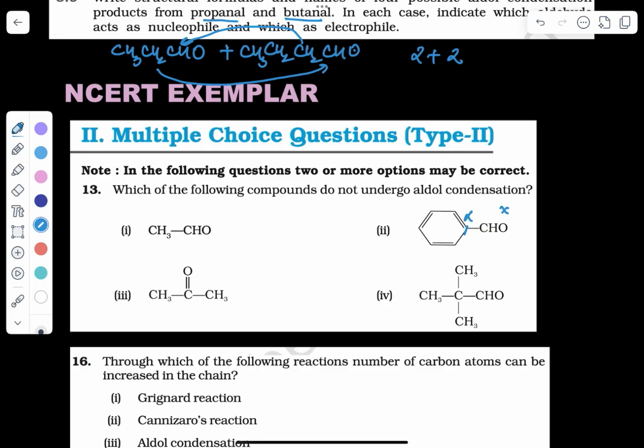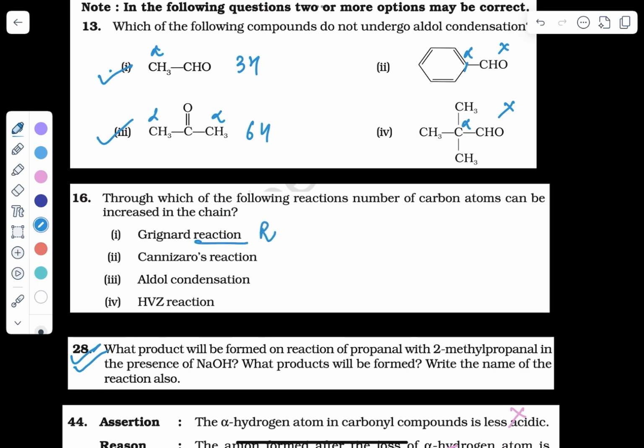Another case of cross and self. Now in this one, we have to identify only the alpha hydrogen. So benzaldehyde, no alpha hydrogen. Fourth compound, no alpha hydrogen, and 3 and 6, so they will show aldol. Grignard reaction is not a part of the syllabus.